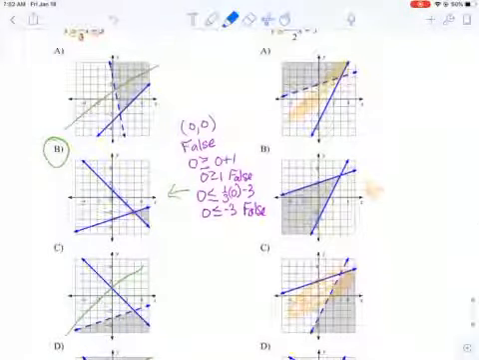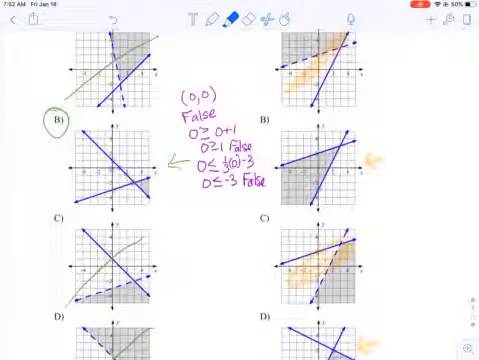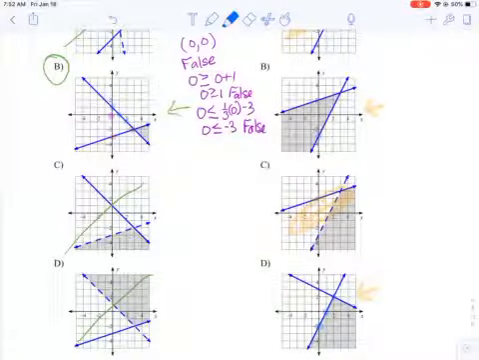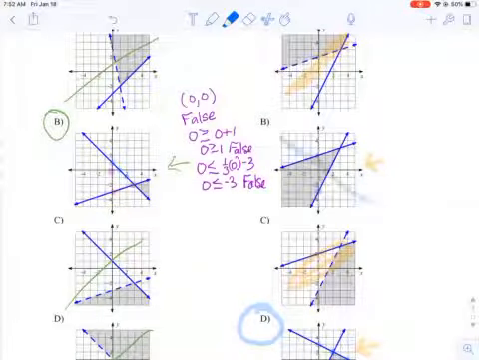If we look at the other one, it would start at 3 and go down 1 over 2. So this would start at 3 and go down 1 over 2, down 1 over 2. So this one has to be the right answer because that's not even the right graph. The lines aren't even the right graph.